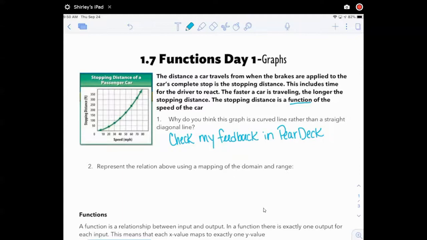First problem that we're looking at here reads that the distance a car travels from when the brakes are applied to the car's complete stop is the stopping distance. This includes time for the driver to react. The faster a car is traveling, the longer the stopping distance. The stopping distance is a function of the speed of the car.